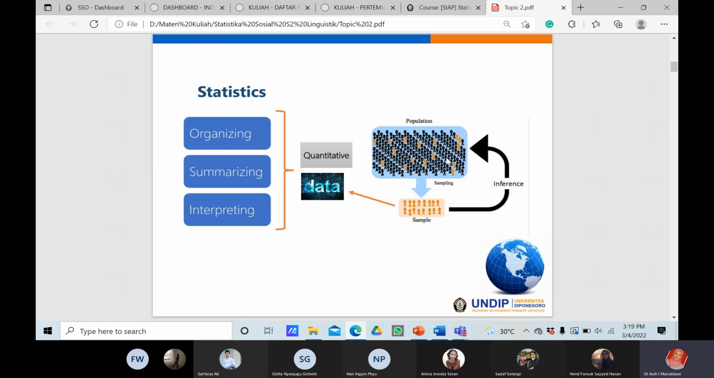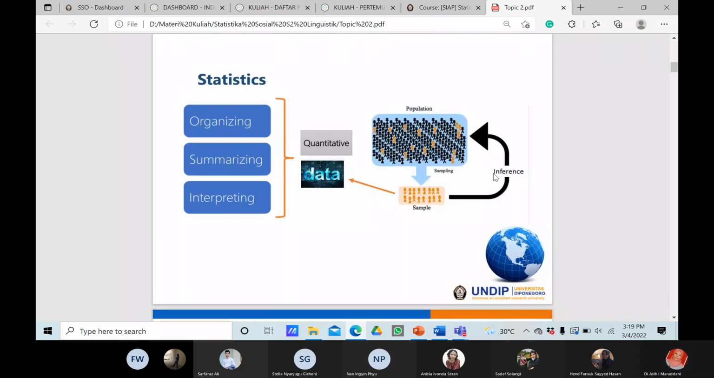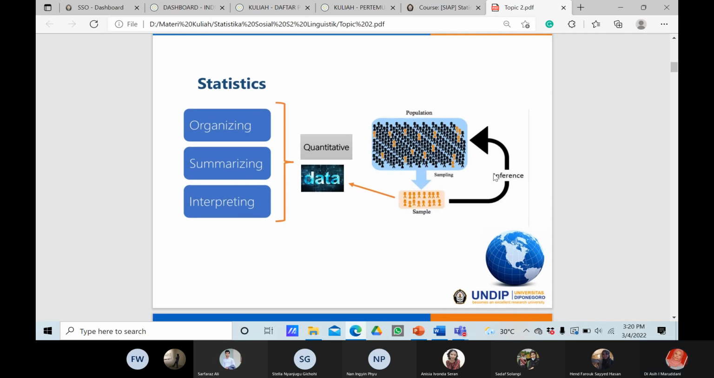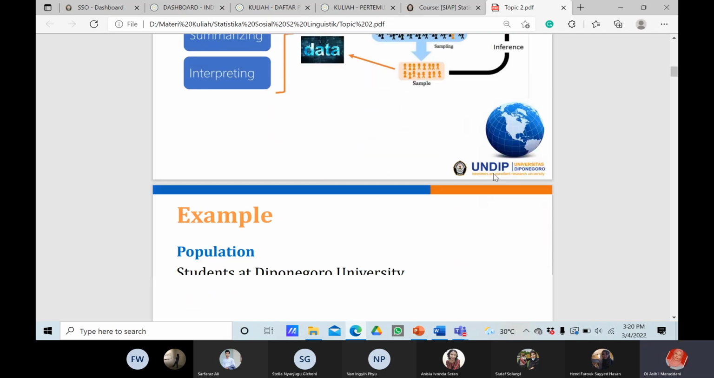And in this arrow, from the sample to the population, this is the process to conclude about the population by using the sample data. It is called inference. I think you all have already got your data, and then you will calculate with this material today.